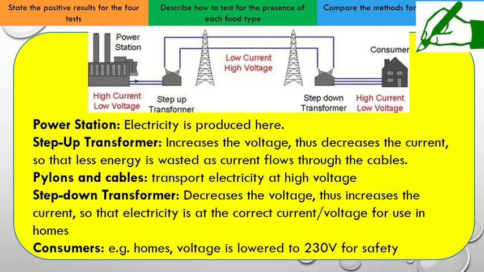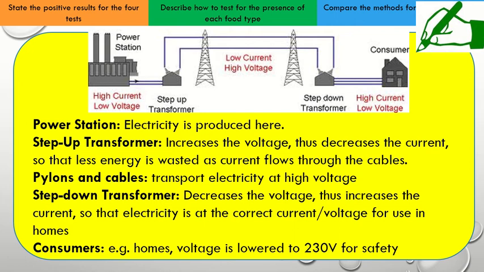So you can see that the power station is where electricity is produced. Then you've got our step-up transformer, which is where you increase the voltage, which then decreases the current. This means that less energy is wasted as heat through the cables. The pylons and cables are where we transport that electricity at that high voltage.